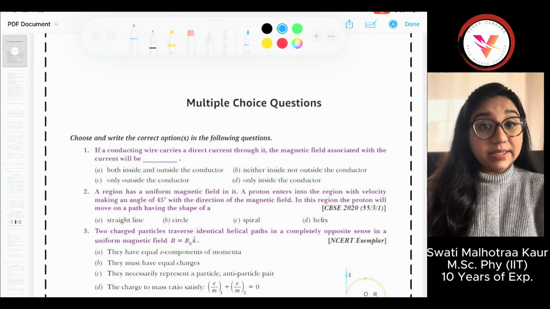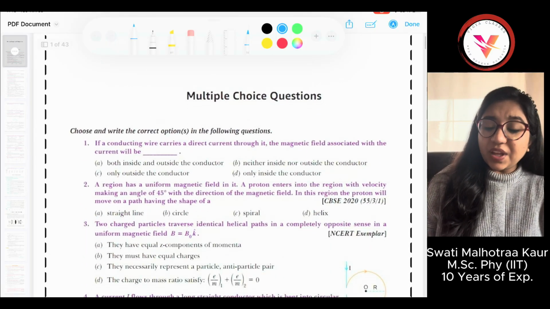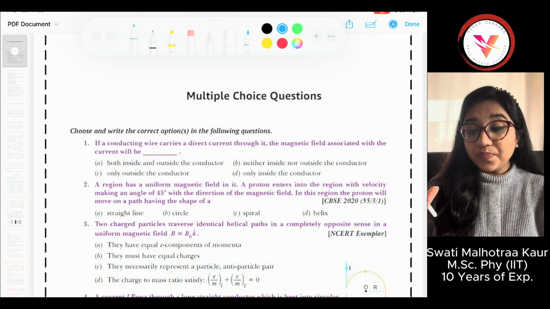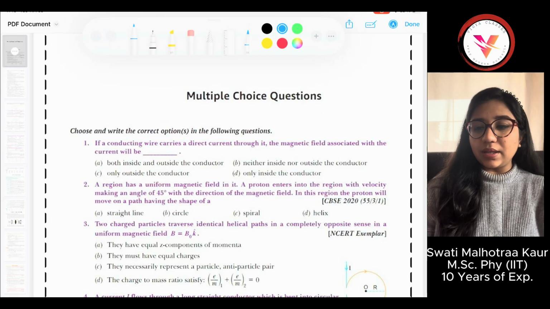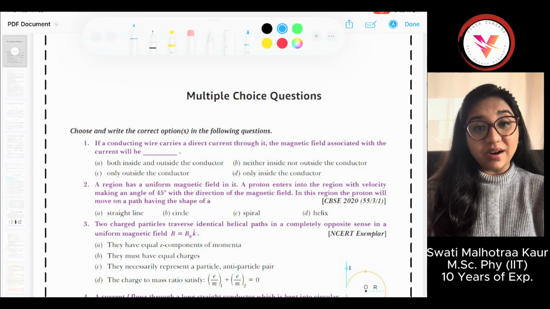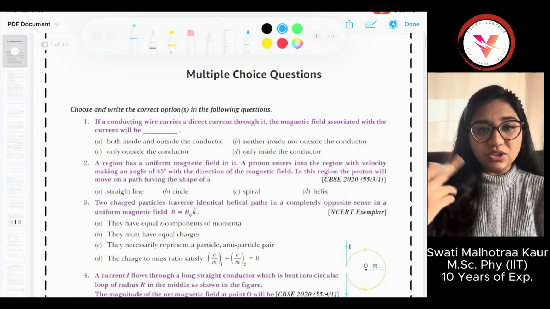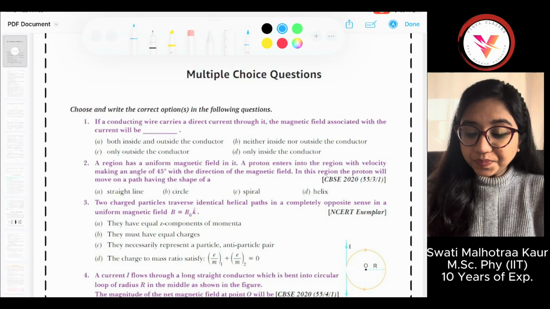Okay, students, so let's begin with that. Moving charge and magnetism. I've actually recorded this whole video and due to some technical issues, twice somehow it didn't come through. So that is why last week I can't post. But okay, this week I will post more so that your whole chapter gets completed this week.